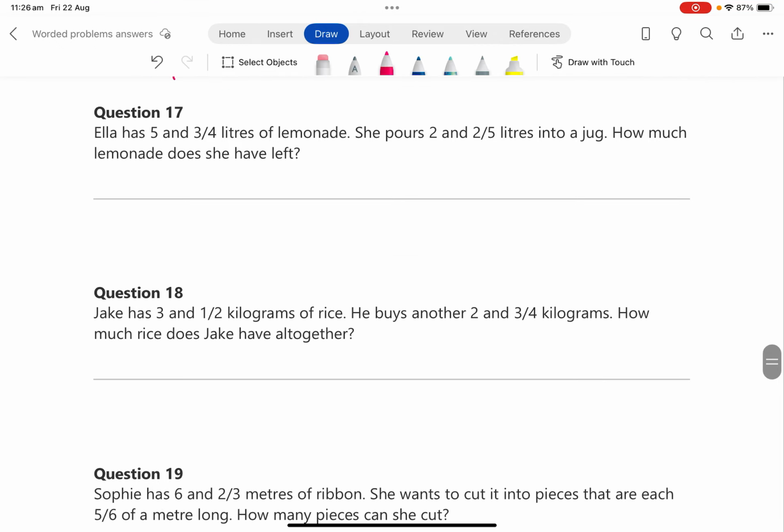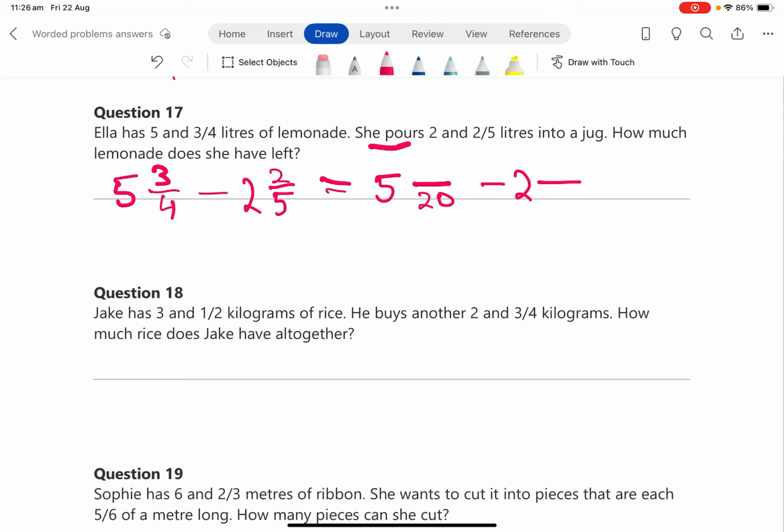Okay. Question 17. Ella, she's got 5 3/4 of a litre of lemonade. She pours 2 2/5 into a jug. How much has she got left? Once again, this is a subtract, right? We're getting rid of 2 2/5. I'm going to need some common denominators for this, so I'm going to go to 20. Right, 7 out of 20. To get this one to 20, I'm timesing top and bottom by 5. So I'll get 15. Over here, I'm timesing top and bottom by 4. So I'm going to get 8. Now I can carry it out. 5 minus 2 is 3. 15 minus 8 is 7 out of 20 litres.